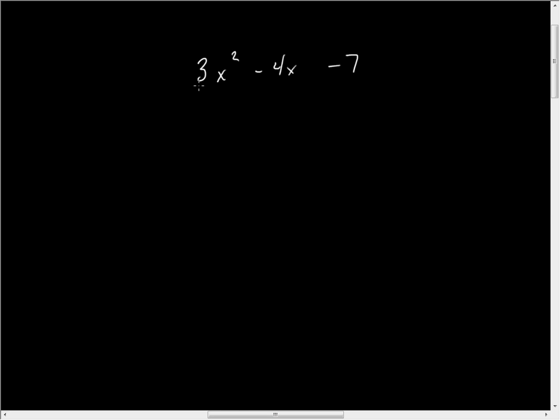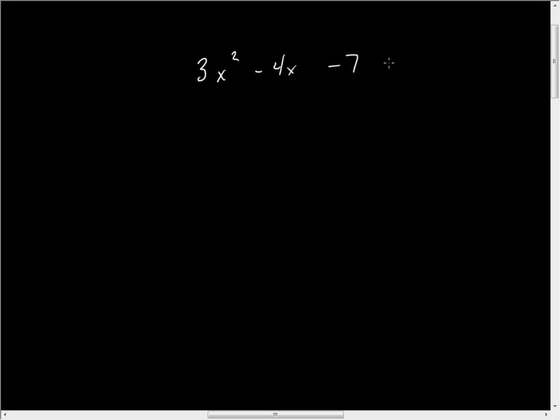So the very first thing we'd look at is step 1. Did we write it in descending order? And we did. Step 2, are there any greatest common factors of all the terms that we can factor out? In this case, we have 3 and 4 and 7. And nope, because 3 and 7 are both prime. They don't share any common factors other than 1. There aren't x's in all of them. And the lead coefficient is not negative. Remember, we don't like negative lead coefficients.